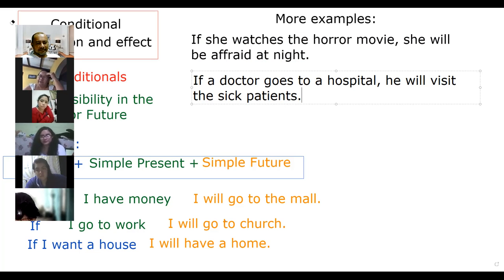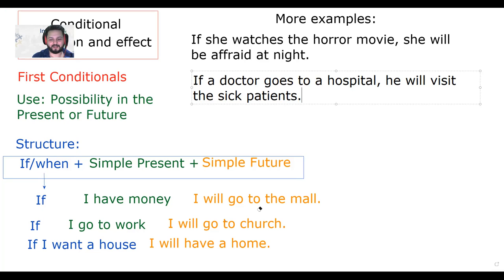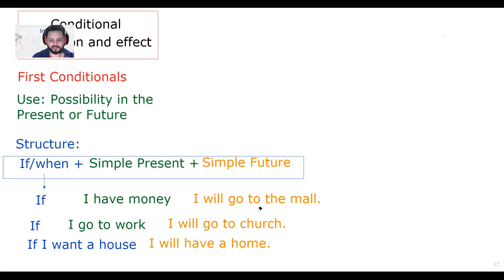Very good. Now, guys, the next part that we're going to see, and I want you to pay attention to this, is super easy, but I need you to pay attention, okay? How do you make negative sentences, okay? To make negative sentences, guys, it's simple. All you have to do is add the particle not. So, for example, instead of saying, if I have money, I will go to the mall.